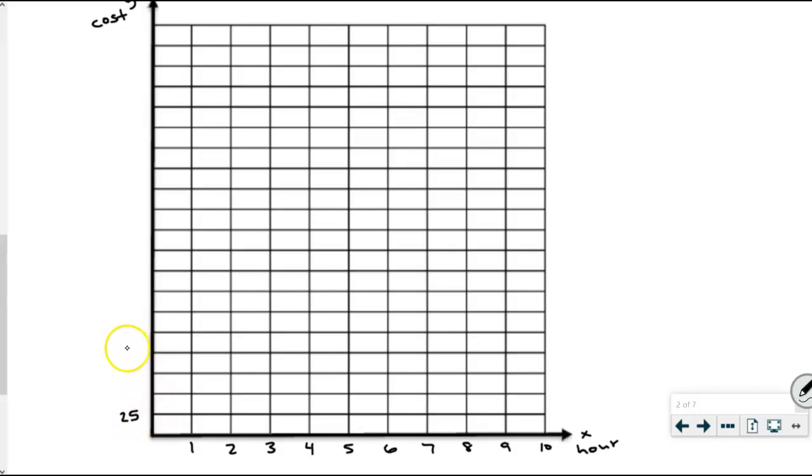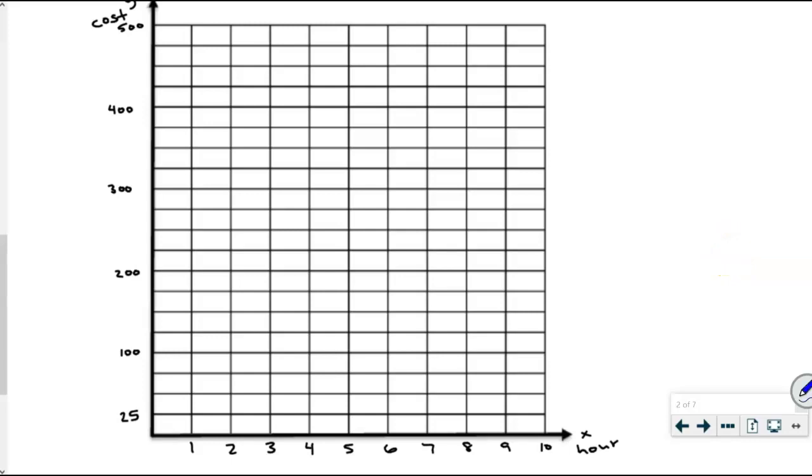25, 50, 75, 100. 125, 150, 175, 200. 225, 250, 275, 300. 325, 350, 375, 400, 425, 450, 475, and $500. And now we're going to go ahead and plot those points.